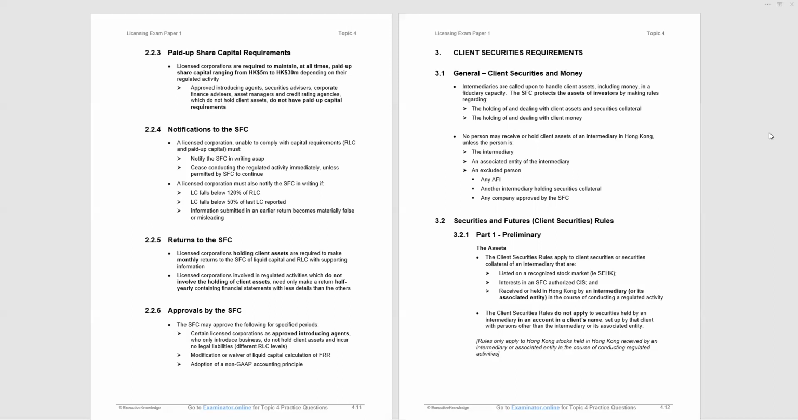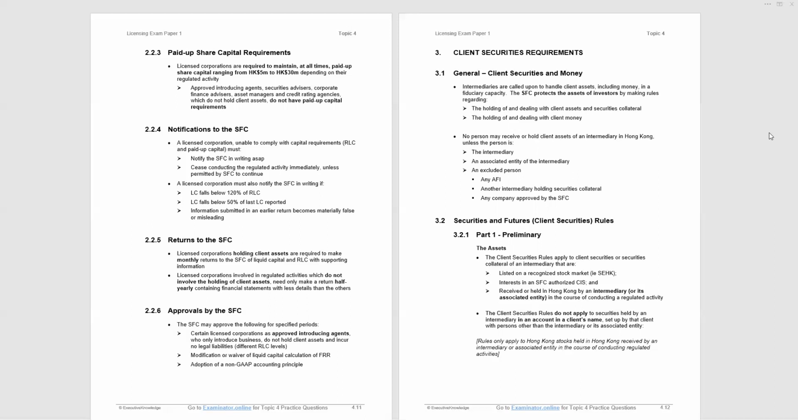And under the financial resource rules, the SFC can give approvals, and they're listed there. The main one that may come up in the exam is the approval of introducing agents, approved introducing agents, and we will cover those later in the material. Let's move on to client securities requirements. And here we're going to consider client securities rules and client money rules.